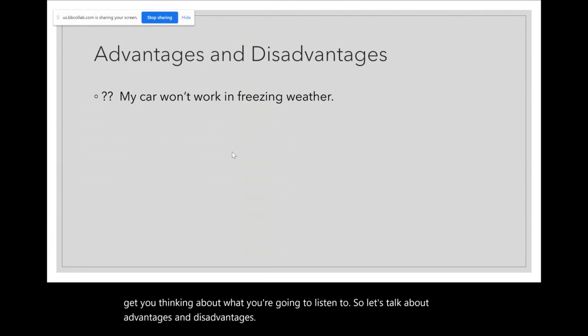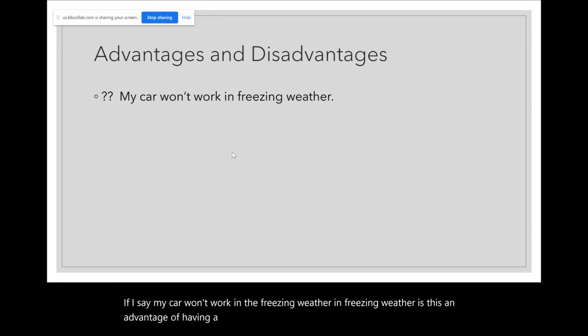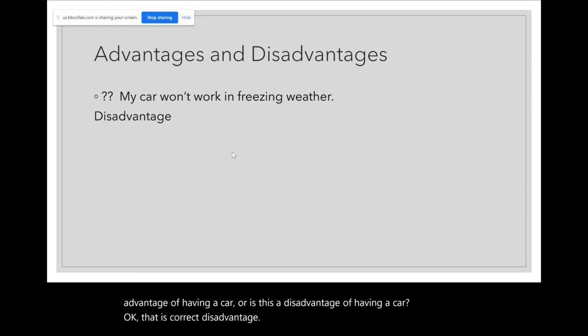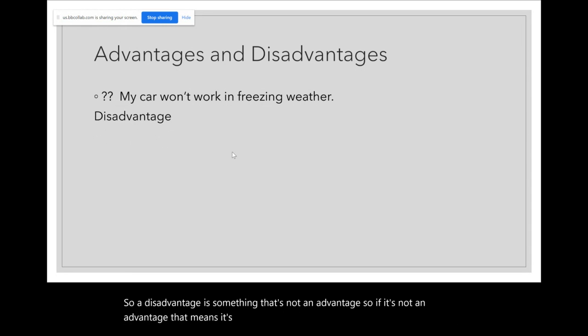If I say my car won't work in the freezing weather, is this an advantage of having a car, or is this a disadvantage of having a car? Disadvantage. Okay, that is correct. Disadvantage. So a disadvantage is something that's not an advantage. So if it's not an advantage, that means it's not something that's good or beneficial.